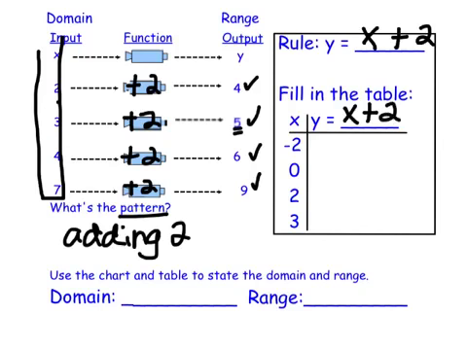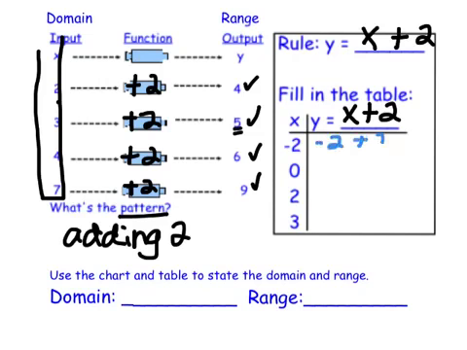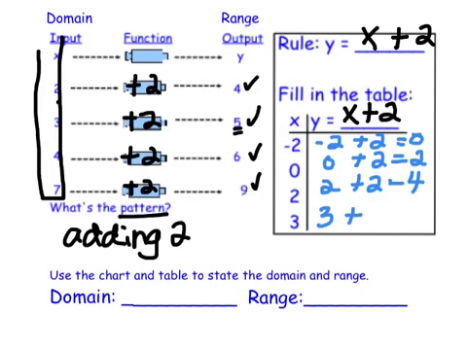Okay, so now we have to fill in the table. So you're going to fill in the table, which means you're going to take these and plug them in for x. So I'm going to get negative 2. Well, I'm going to use a blue one. I'm going to get negative 2 plus 2. Uh-oh, what does that equal? 0. 0 plus 2 equals 2. 2 plus 2 equals 4. And 3 plus 2 equals 5.